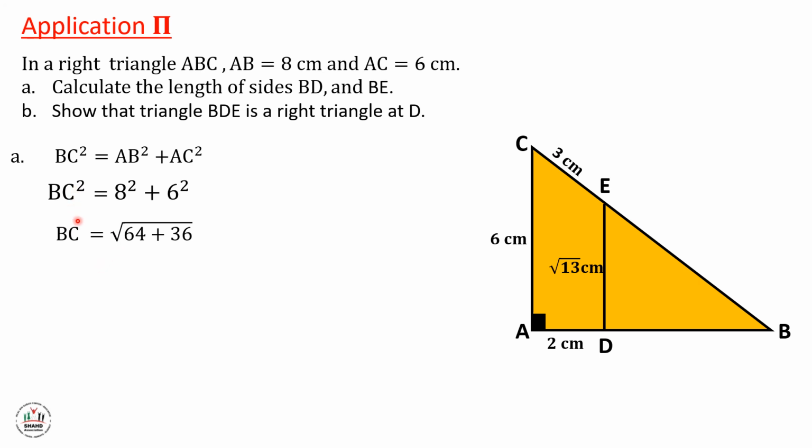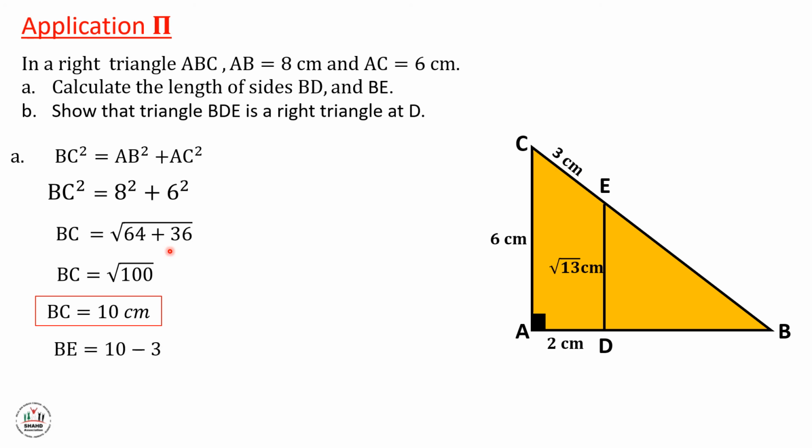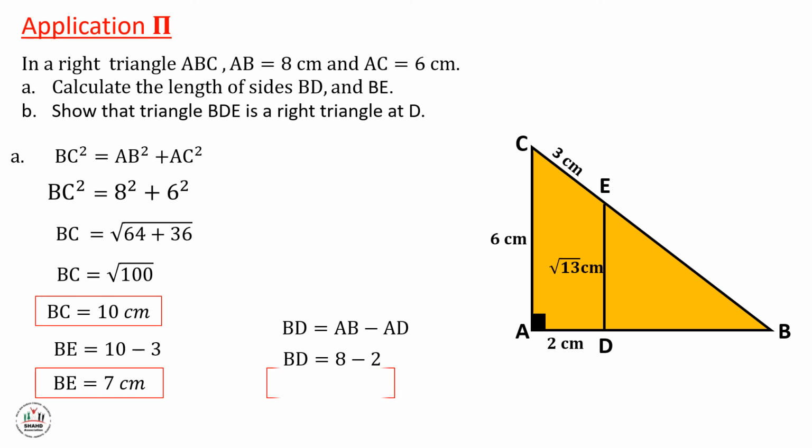So of course we want to calculate BC, not BC square. So we write BC equal to square root of 8 square, which is 64, plus 6 square, which is 36. So BC equal to radical 100, radical 100 equal to 10. So BC equal to 10 centimeter. And in this case, BE will be equal to 10 minus 3, which is 7 centimeter. We do the same for BD, but here we have the length of AB, so we can directly subtract it, and we write BD equal to 6 centimeter.